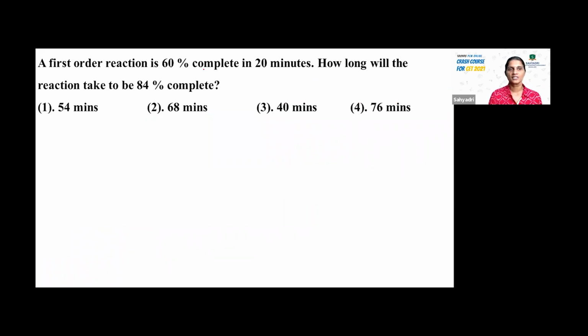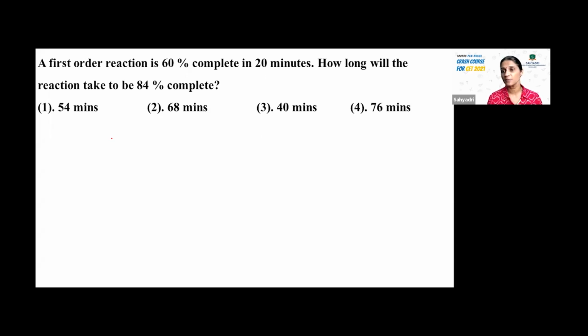A first order reaction is 60% complete in 20 minutes. How long will it take for 84% reaction? You have different methods, right? T60%, any method you follow. And I have another method now. I'll show another method. I told you one statement: time taken for a particular fraction of the reaction to be completed is fixed for a first order reaction. It's applicable only for the first order reaction.